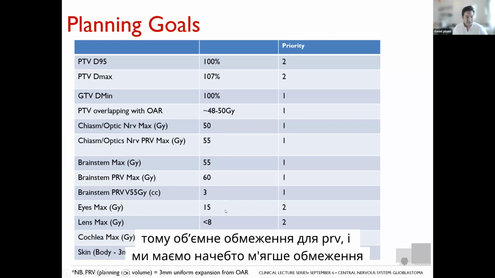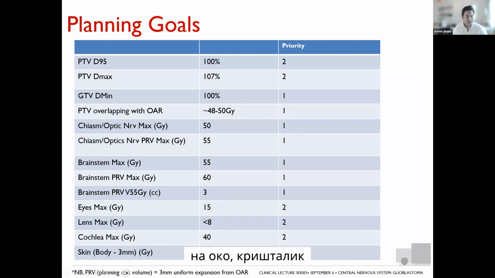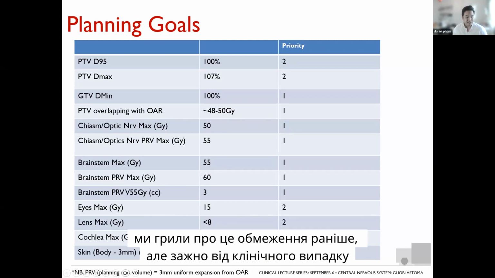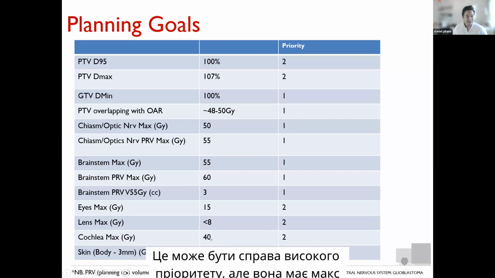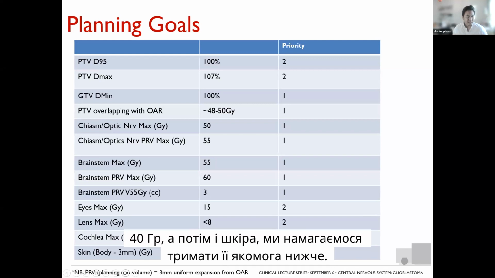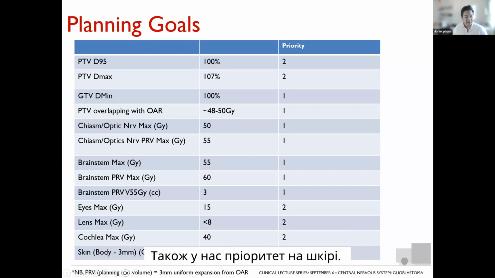And then we have softer constraints to the eyes, the lens, cochlea, as Dr. Soltis had mentioned before. Depending on the case, this may be a high priority case, but it has a max of 40 gray. And then the skin as well, we try to keep this low. We also have a priority on the skin, so body -4.